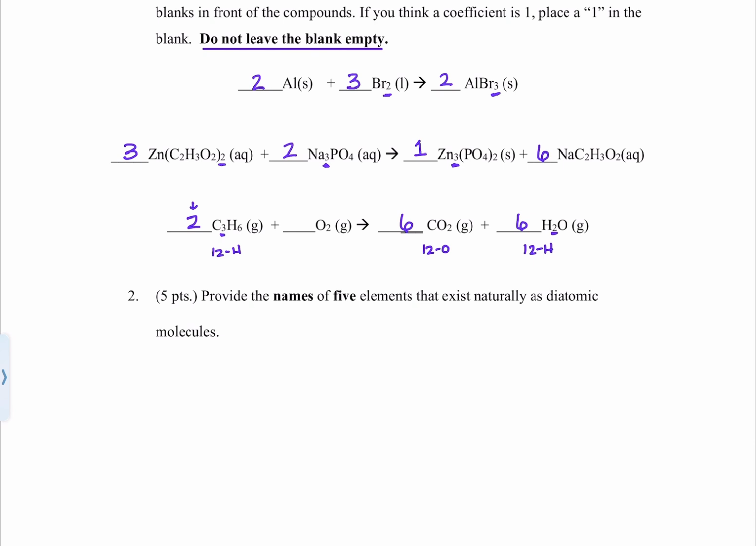The only thing we still need to balance is the number of oxygens. So let's start with our product side. We have 12 oxygens from carbon dioxide, and over here with 6 water molecules, that's going to represent 6 oxygens. So collectively, we have 18 oxygens on the product side, so we need to have 18 oxygens on the reactant side. I'm going to place a 9 in front of our diatomic oxygen over here, and that will give us 18.